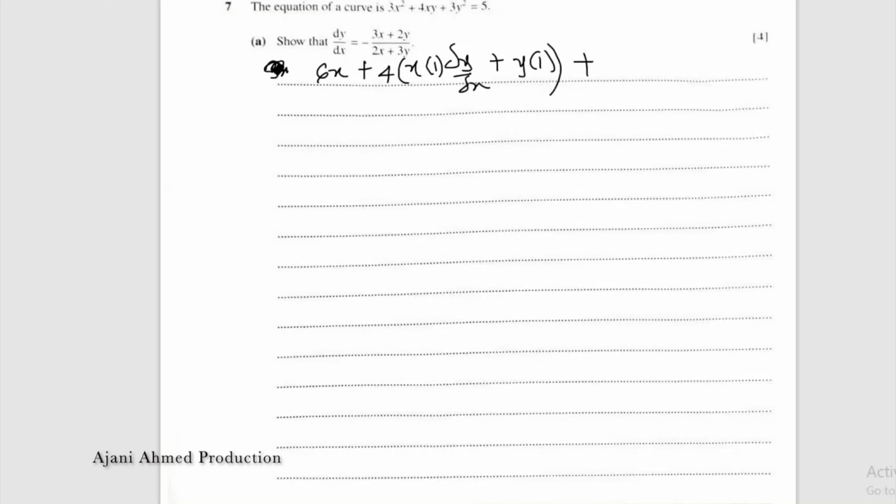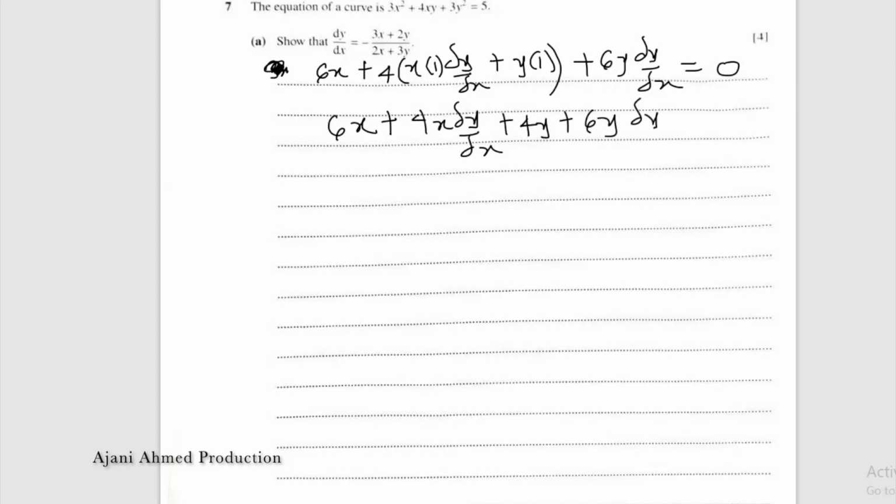Plus 3y squared, when you differentiate 3y squared, that's what? 6y. Remember I said when you differentiate y, you put dy/dx beside it. The implicit rule. Equals to 5. When you differentiate a constant, we have 0. So from here, we have 6x plus 4x dy/dx, opening the bracket, plus 4y plus 6y dy/dx, equal to 0.